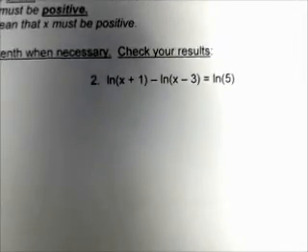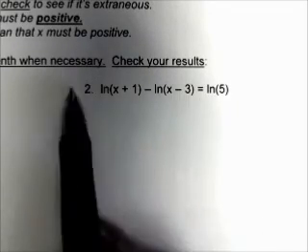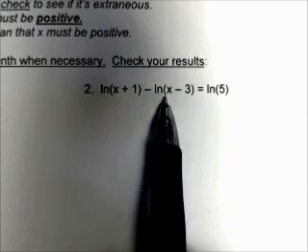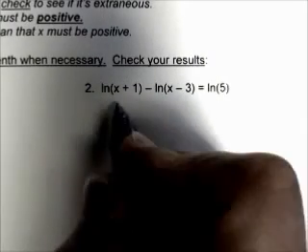Number 2, we look at this. Right away we notice that there's two ln's on the left-hand side. So right away we condense.